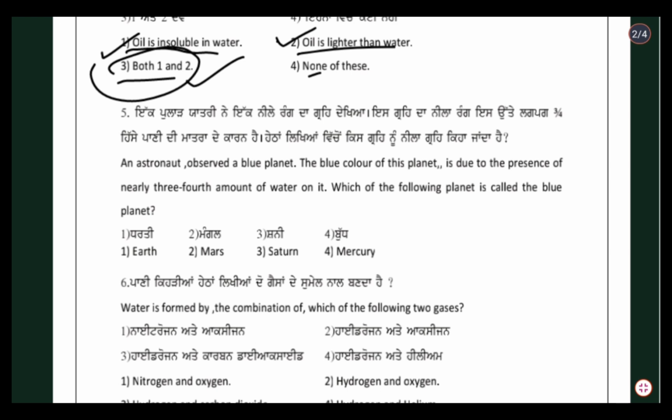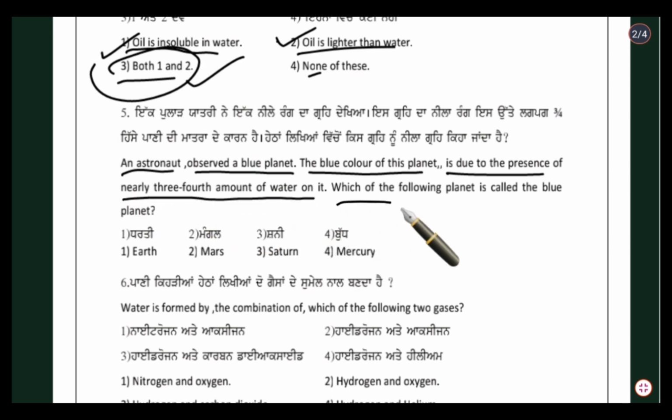Question number 5 is, an astronaut observed a blue planet. The blue color of this planet is due to the presence of nearly 3/4 amount of water on it. Now which of the following planets is called the blue planet? So dear students, Earth is known as the blue planet, we all know, because about 3/4 of its surface is covered by water. So here the option number 1 is your correct answer.